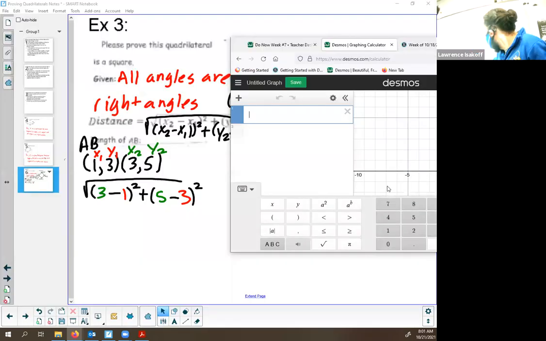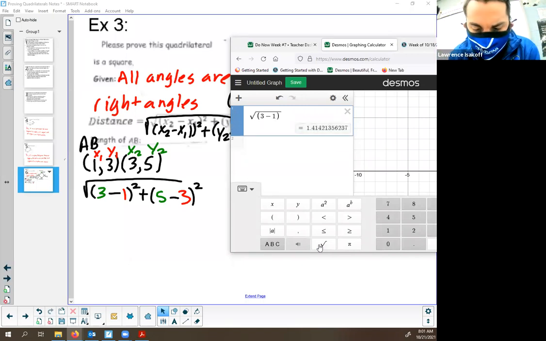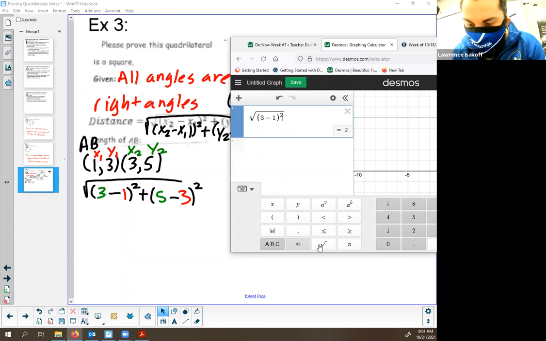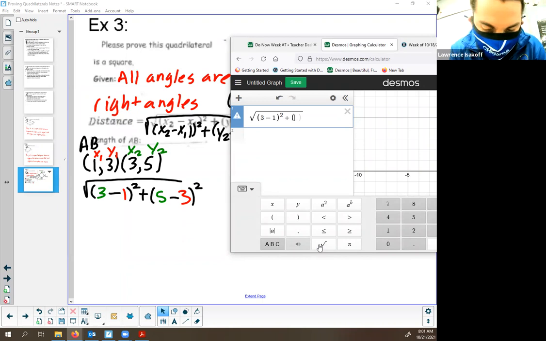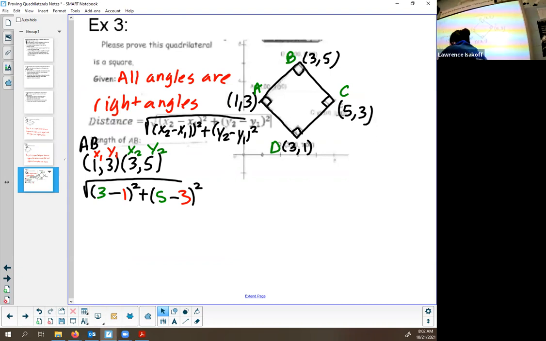There we go. Again, square root of (3 minus 1) squared plus, yes, I have my parentheses, good, (5 plus 3) squared. Oh, I said 5 plus 3, it should be 5 minus 3. Not a big deal. I just go in and edit this to a minus 3. There we go. So we get 2.828, so that 8 would round that up to a 3. So 2.83 is my distance here.